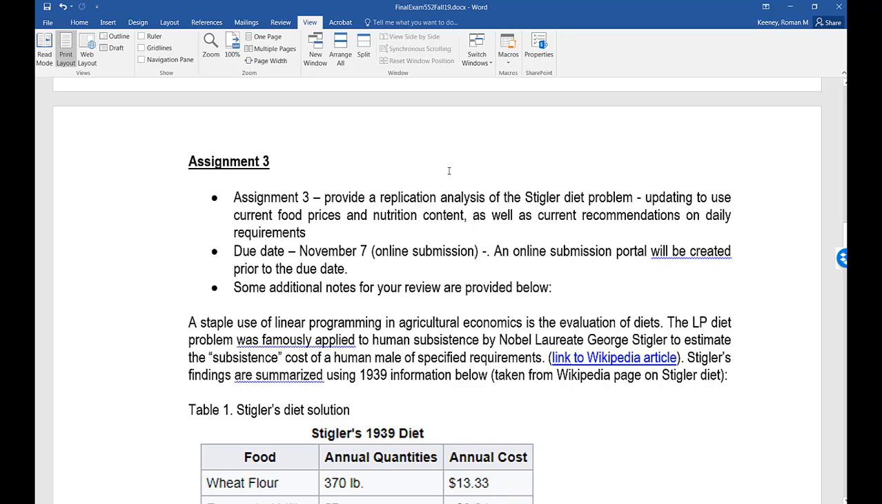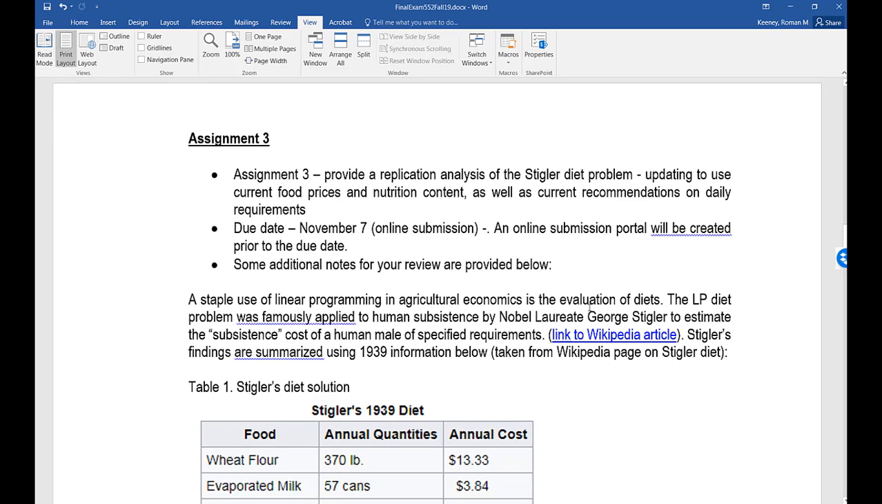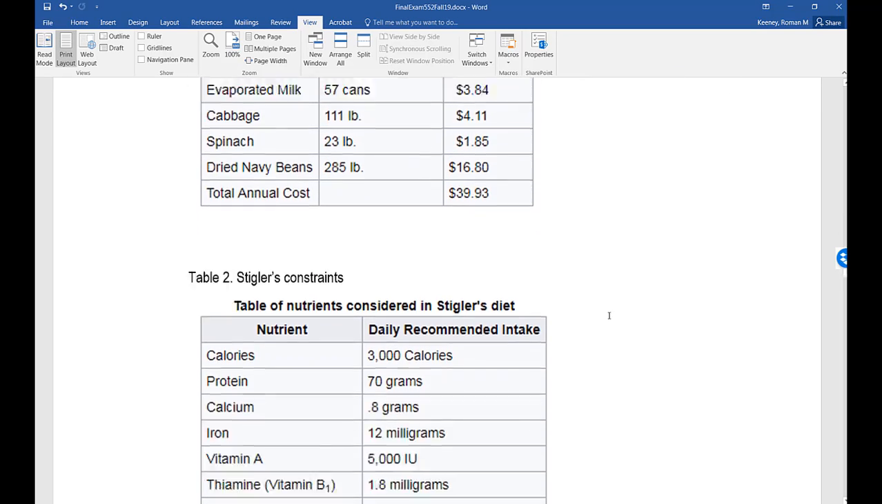Okay, so on page 3 in this document is assignment 3. Basically, it's a replication analysis. Take the general thrust of what Stigler did in, I don't know what year it was, 46 maybe, and redo that with some data from now, and think about how that has changed. How does it compare?